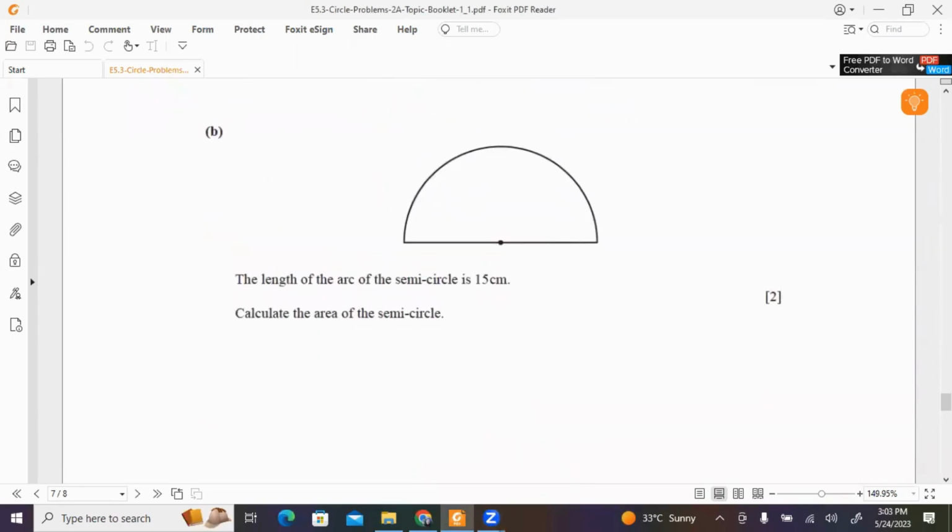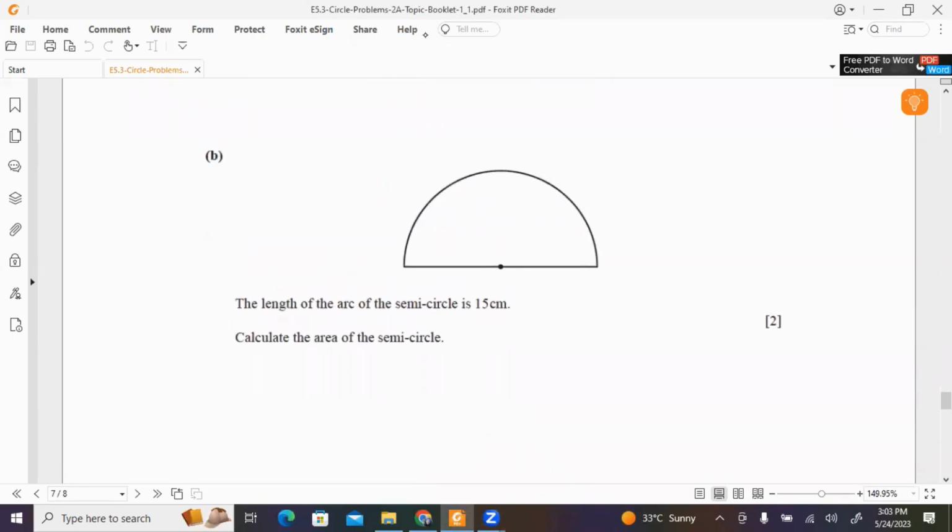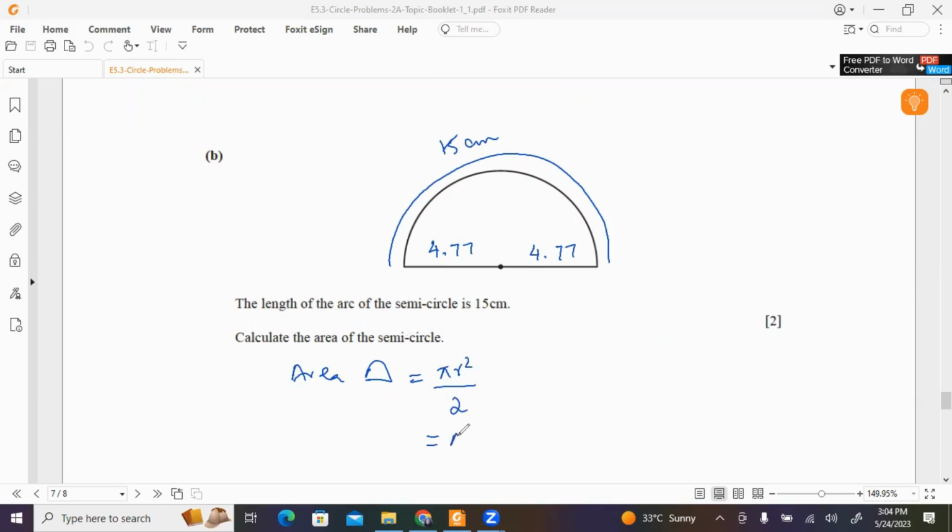Then it says the length of the arc of the semicircle is 15. This entire thing is a semicircle. Calculate the area of the semicircle. So we just found the radius, which was 4.77. So the area of a semicircle would be pi r square over 2. That's pi times 4.77 square over 2.